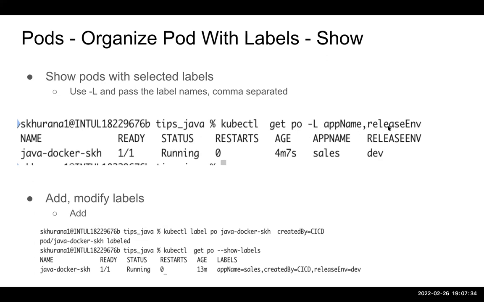So I'm selecting app name and release environment. It shows me the app name label and release environment label along with the other information of the pod. I can add or modify labels. Right now it has only the app name and release environment labels. I want to add other labels I created by a CI/CD. Then I say show labels. It shows me all the labels together: sales, created by, and release environment.